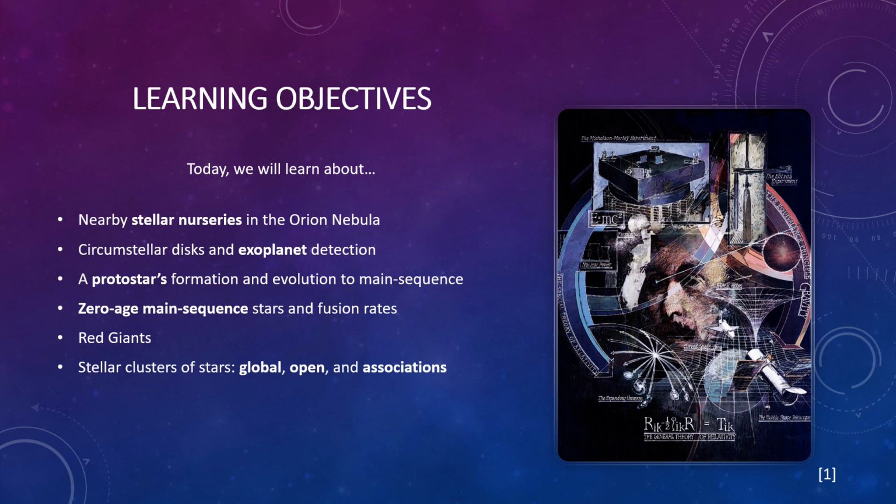Then we talk about when they officially become stars as zero age main sequence and what that means. Then we talk about the different fusion rates that occur in these stars. We will also talk about red giants. That is a later stage in a star's life where the fusion rates are different and they're no longer on the main sequence. And then lastly, we will talk about how stars group themselves, such as in globular, open, or just various types of associations.